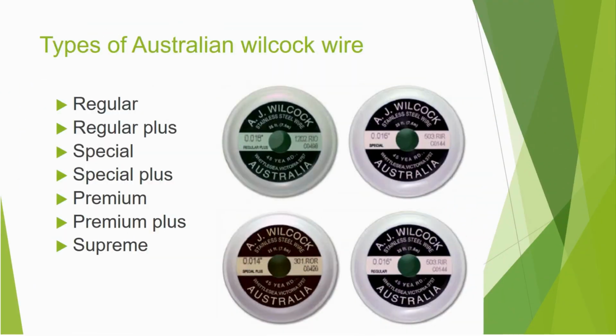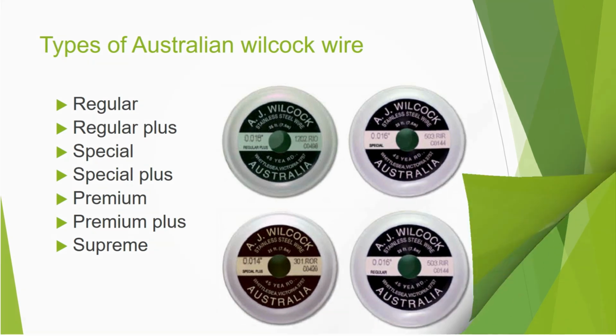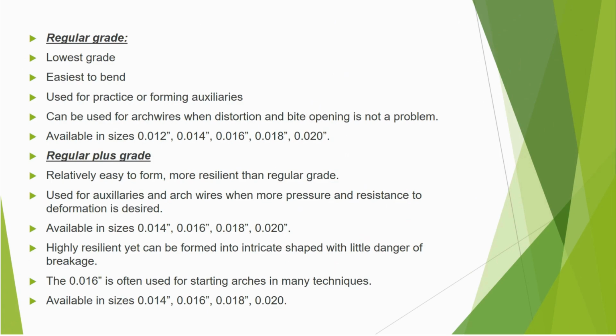Different types of Australian Wilcock wire include regular, regular plus, special, special plus, premium, premium plus and supreme. Regular grade wire. It is the lowest grade wire, easiest to bend, used for practice or forming auxiliaries. Can be used for arch wires when distortion and bite opening is not a problem.